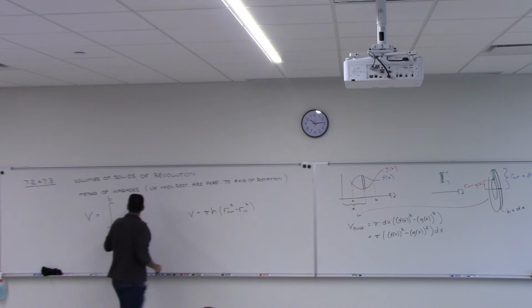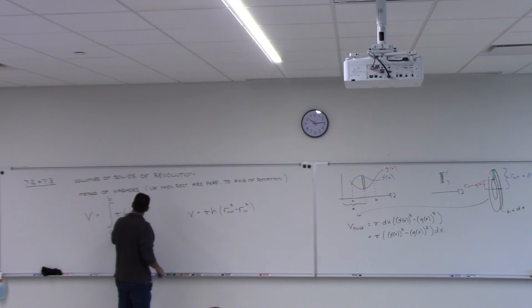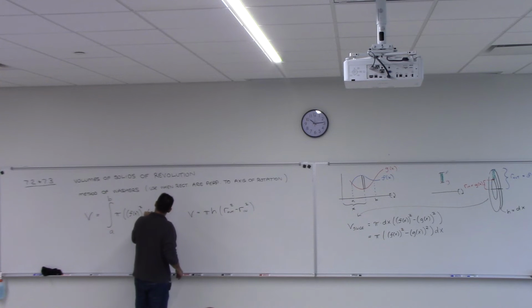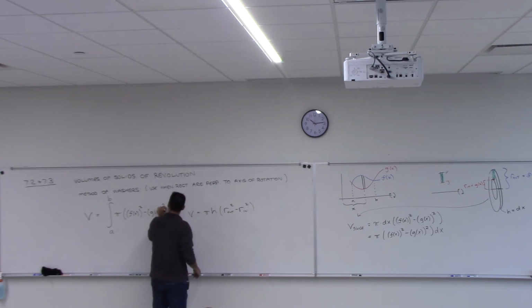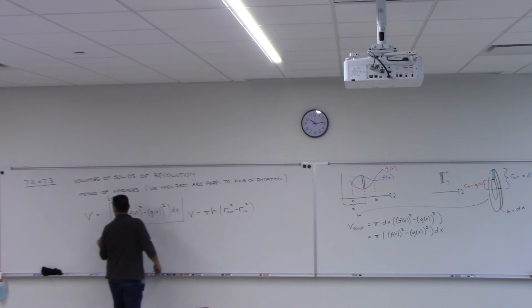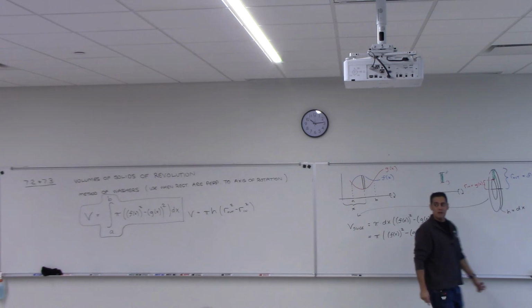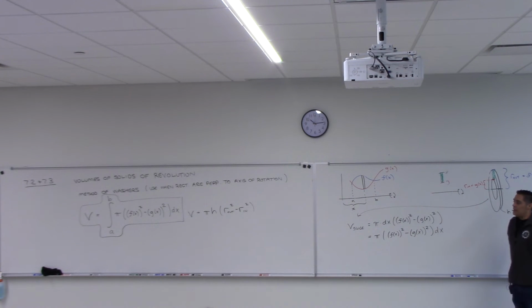So we have pi, and then we have f of x, whatever that is, squared, minus g of x, whatever that is, squared, and then dx. And that is our first version of the master formula for finding the volume of a solid of revolution around the x-axis.